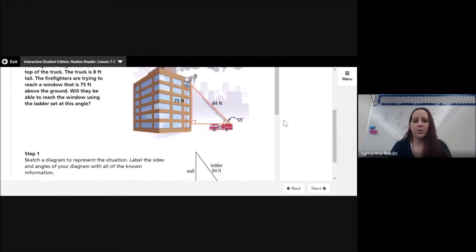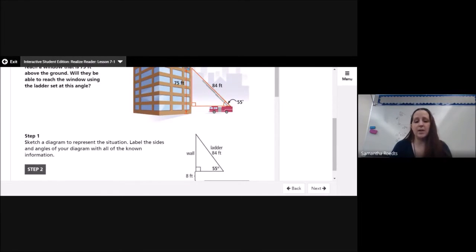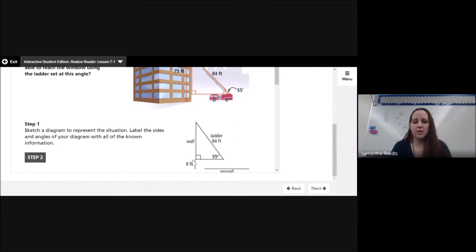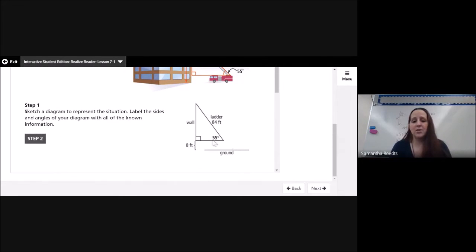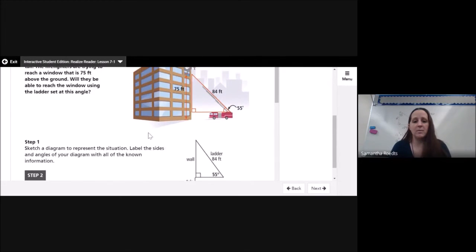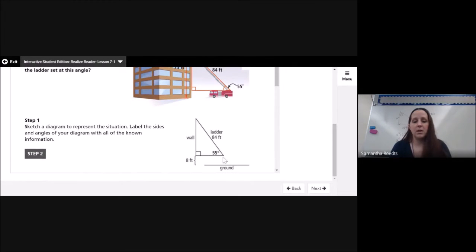Okay. So first we want to sketch a diagram to represent the situation. Label the sides and angles of your diagram with all of the known information. So we know that the wall is here. We know that there's an additional 8 feet off the ground. We know that this is a 55-degree angle and it's an 84-foot ladder. So 84 is my hypotenuse. The wall plus 8, I already have my theta, so this is my adjacent side and this is my opposite side.